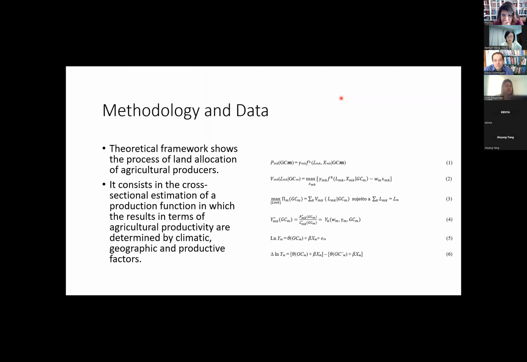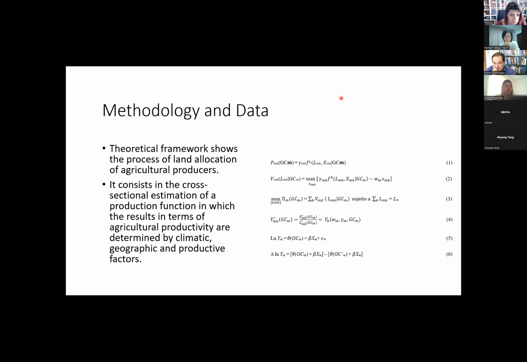Today, I'm going to talk a little bit about this paper. This paper was published in Climate Change Economics Journal, and it's another important research line that we have been studying in recent years, related to the impacts of climate change on agriculture sectors. In this paper in particular, we look at the regional impacts of climate change on family farming and also on large-scale productivity in Brazil. For this, we use a cross-section framework that shows the process of land allocation among crops using climatic, geographic and also productivity factors.